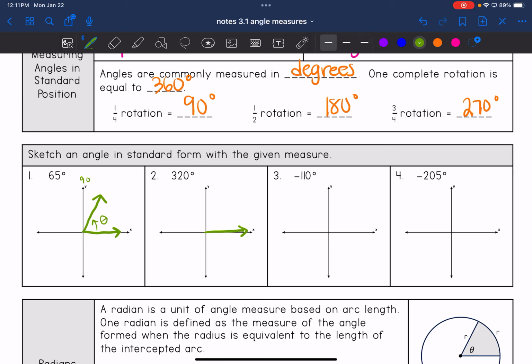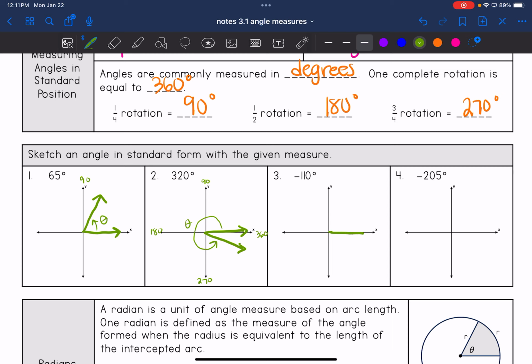Okay, our next one, 320, initial side on the positive x-axis. If we follow our pattern, this would be 90, 180, 270, and then going all the way around is 360. So 320 has to be somewhere in this quadrant. It's in between 270 and 360. So I'm going to estimate it to be about right there. And remember, we're going counterclockwise, so up and around. That's the angle.